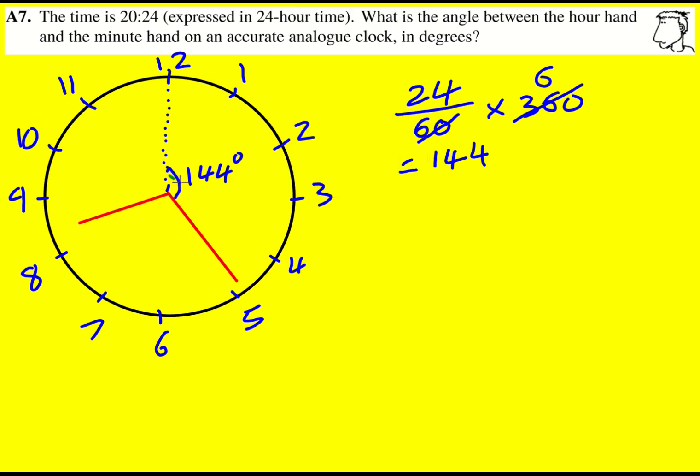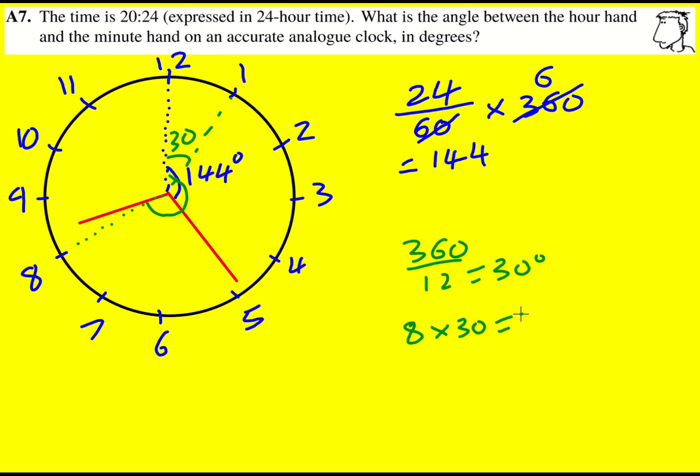Let's now focus on this angle here. So something I know is that it's gone all the way from 12 to 8 and then a little bit more. There are 12 hours around the clock. 360 divided by 12 is 30 degrees. What that tells me is each angle between hours is 30. So I can then do 8 times 30, which gives 240. So I've got most of the angle. I've just then got this extra little bit to find.